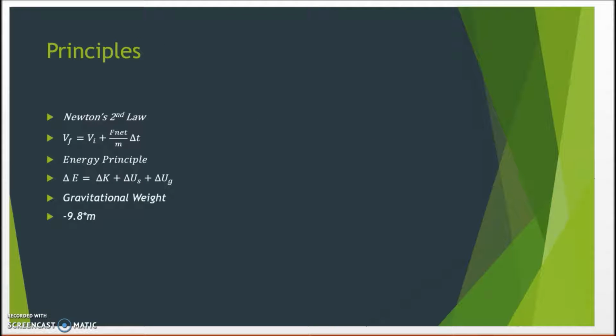The following principles helped me start my code to analyze the video. I used Newton's second law, which states that the acceleration of an object produced by a net force is directly proportional to the magnitude of the net force, to update my velocity and my position. I also used the gravitational weight formula, which is equal to the gravitational constant, negative 9.8 meters per second squared, negative because it's going in a downward direction, times the mass of the object.